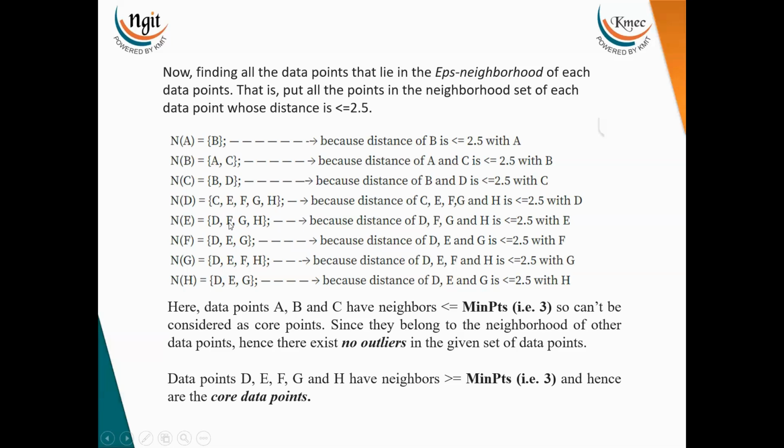Similarly, with the other data points, D, F, G, H will form one more cluster. So, in this way, using DBSCAN, with the use of this epsilon neighborhood and minimum points, we can find the clusters.